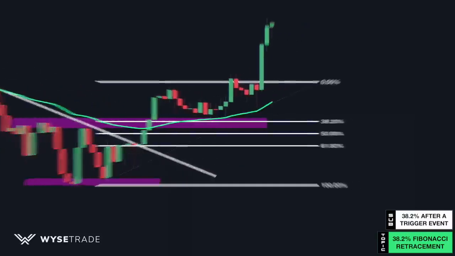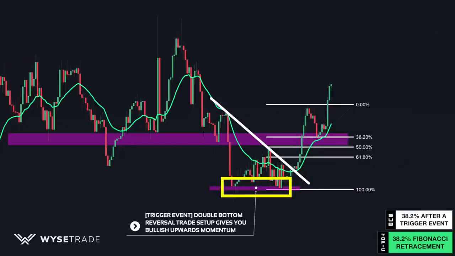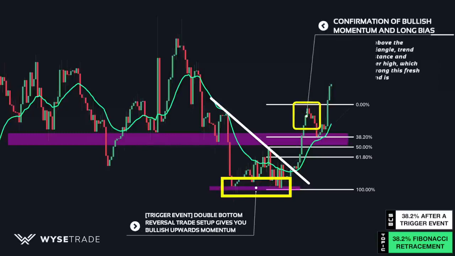Let's show this again. This double bottom trade setup here is your trigger event. Price then breaks above the descending triangle pattern and trend line, breaks through the key resistance level, and makes a higher high, which shows how strong this fresh moving uptrend is.